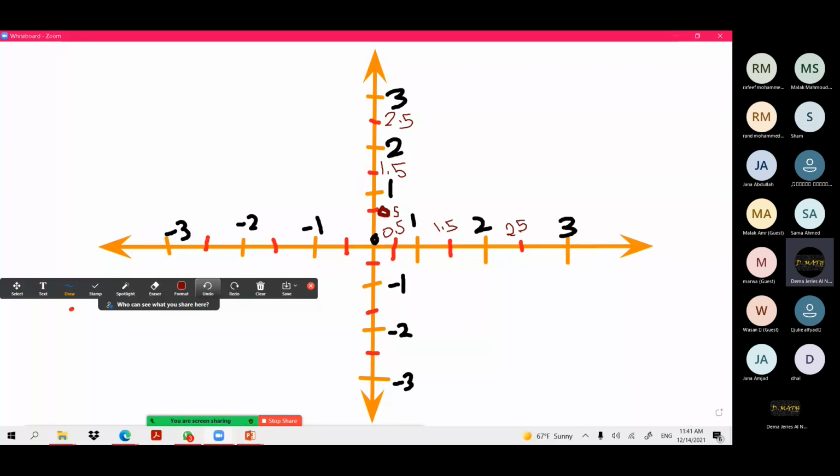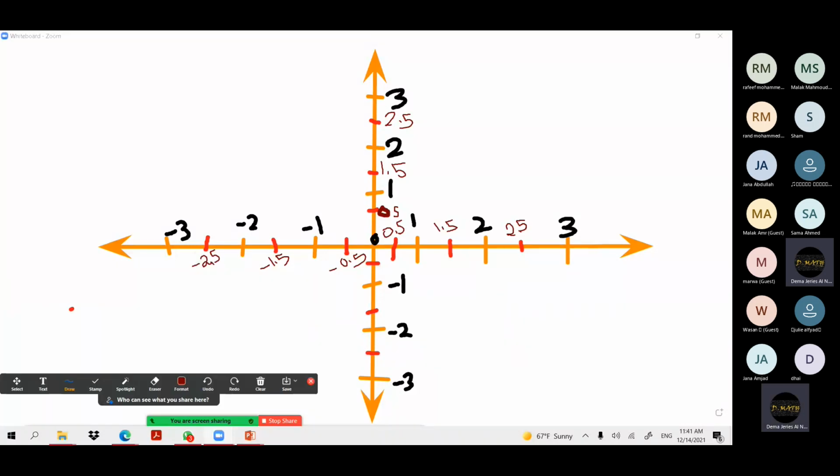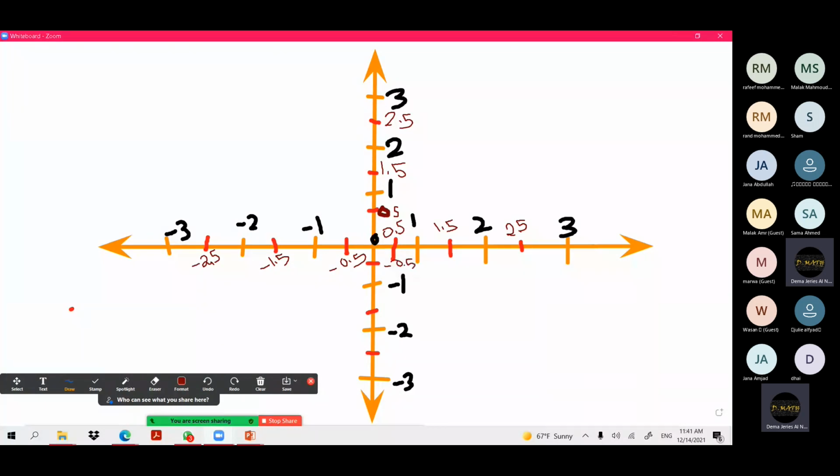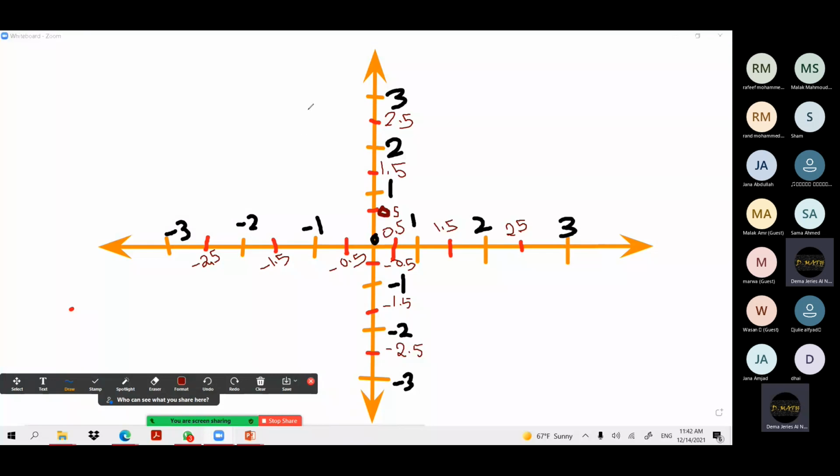And between 0 and negative 1, it's negative 0.5. Between negative 1 and negative 2, it's negative 1.5. Between negative 2 and negative 3, it's negative 2.5. And here it's the same: negative 0.5, negative 1.5, negative 2.5, and so on. Now then, if I ask you, what about this point? There's a point here.